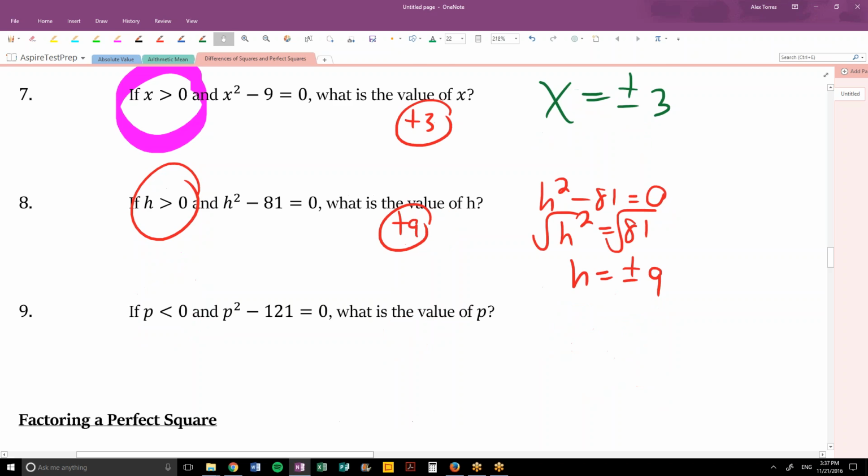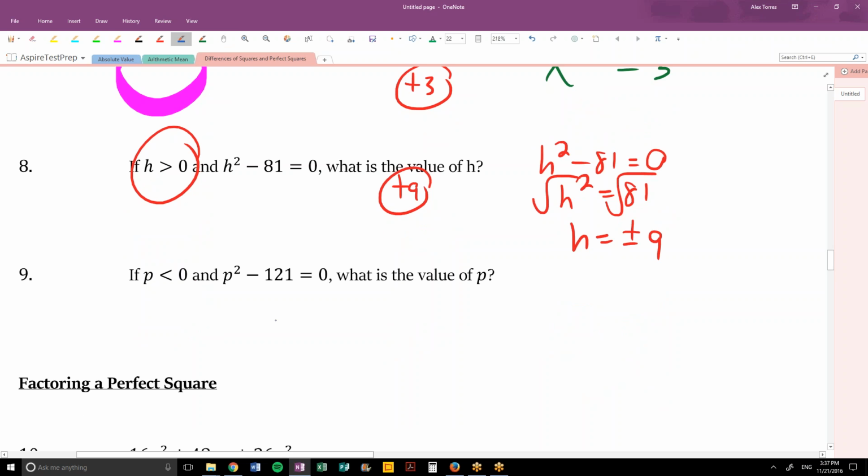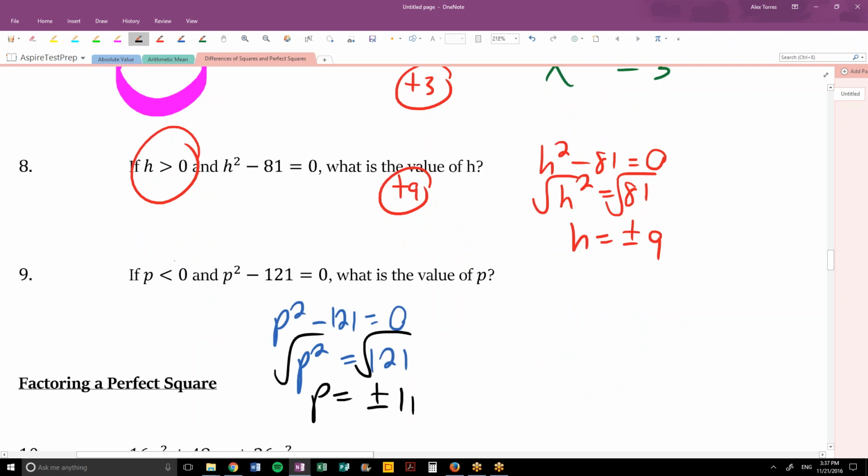And going over to number 9 now, we have p squared minus 121 equals 0. Add 121 to both sides. Take the square root of both sides, and you have p equals plus or minus 11. We're told that p is negative, so the answer is negative 11.